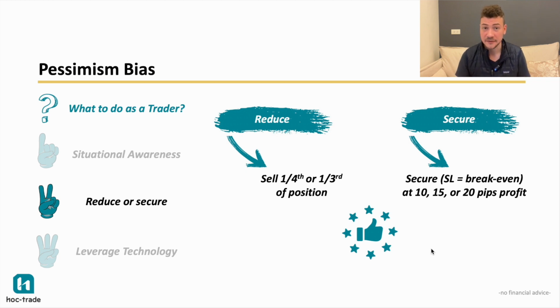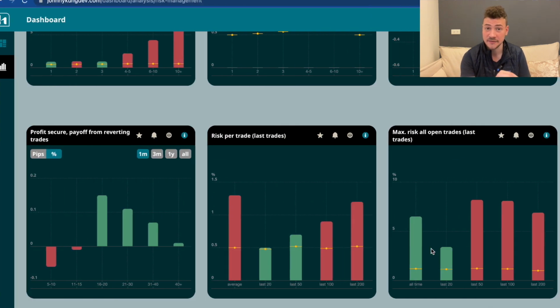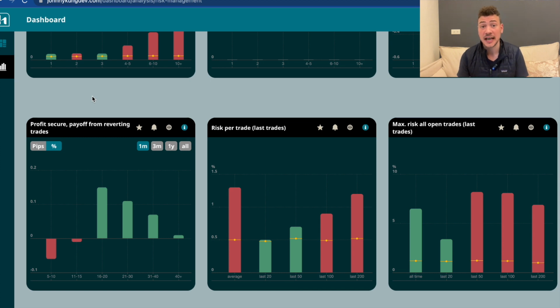If you would like to derive the profit level at which it makes most sense for you to set your stop loss to break even, you can also have a look at the Hoc-trade analysis Profit Secure Payoff from Reverting Trades. This analysis tells you what would be the difference to your current profit in case you would have set your stop loss to break even at certain profit levels in every trade that reaches those profit levels. As a result, you as a trader know at how many pips profit, in case of a Forex trader, would I be best off to secure my trade.